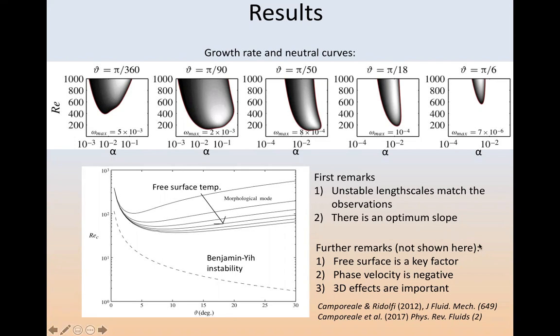I forgot to say that all these problems display a phase velocity that is negative. So the morphological mode, the instability at the interface, propagates upstream, both in the case of icicles and ice ripples.